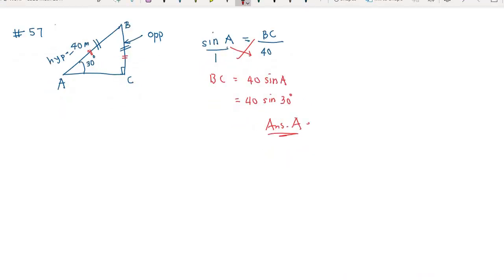Let's expand a bit. So when we cross multiply, we get BC by 1, which is BC, is equal to 40 by sine A. Now angle A is 30 degrees, so the answer is 40 sine 30. Okay, we go on to question number 58. Let's proceed to 58.